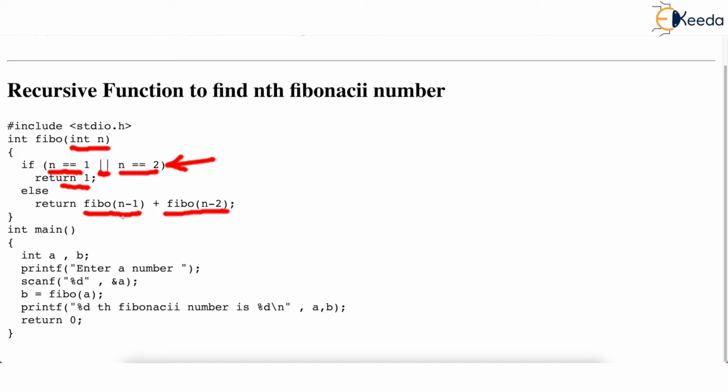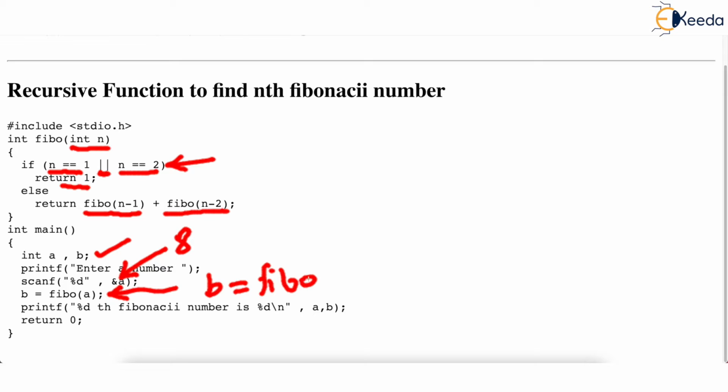This formalization we just now wrote is that the nth Fibonacci is equal to the n minus 1th Fibonacci plus the n minus second Fibonacci. Main is not at all extraordinary. We have two variables a and b. Ask the user to enter a. Let's say I enter a as 8. And then I am calling the function saying b should become equal to Fibo a.